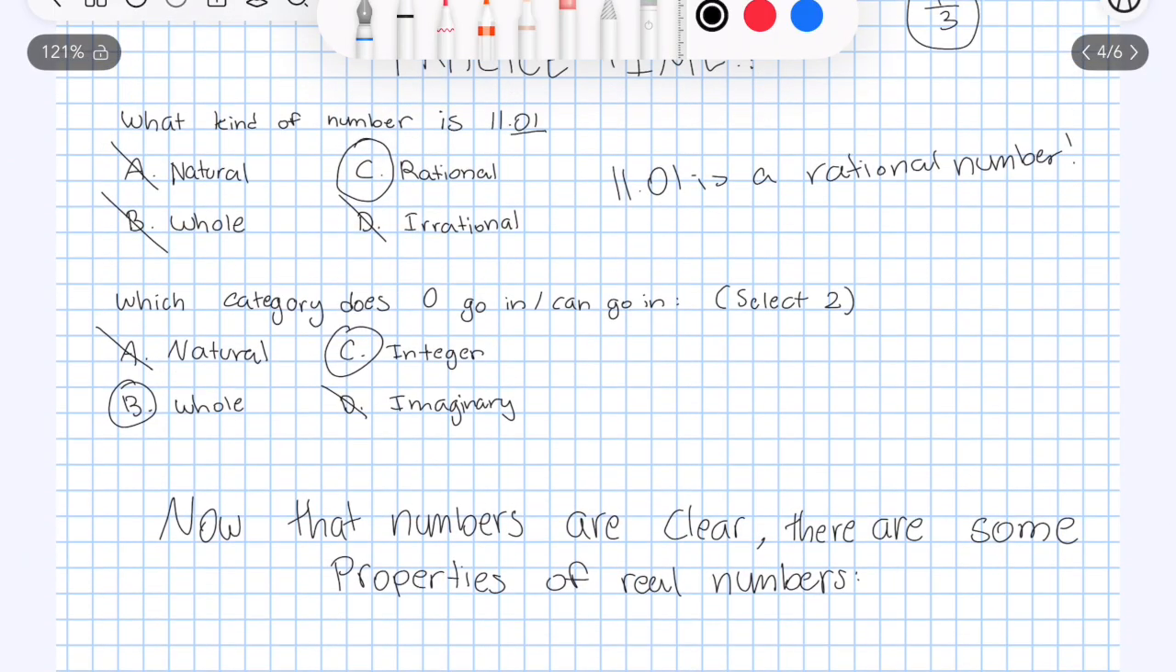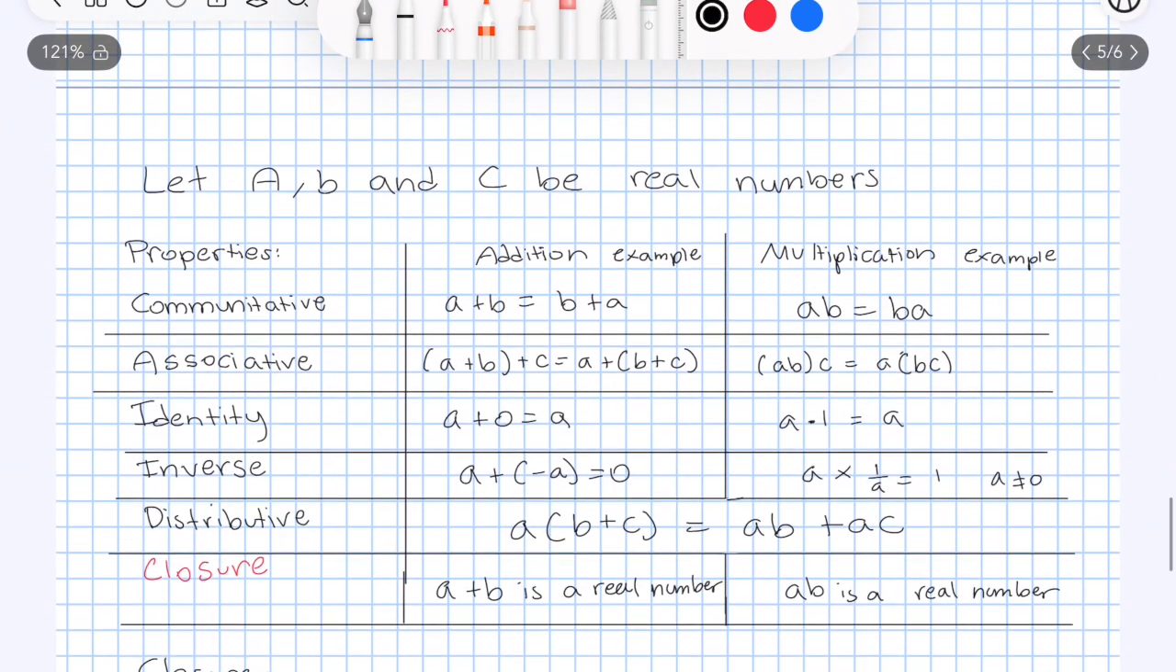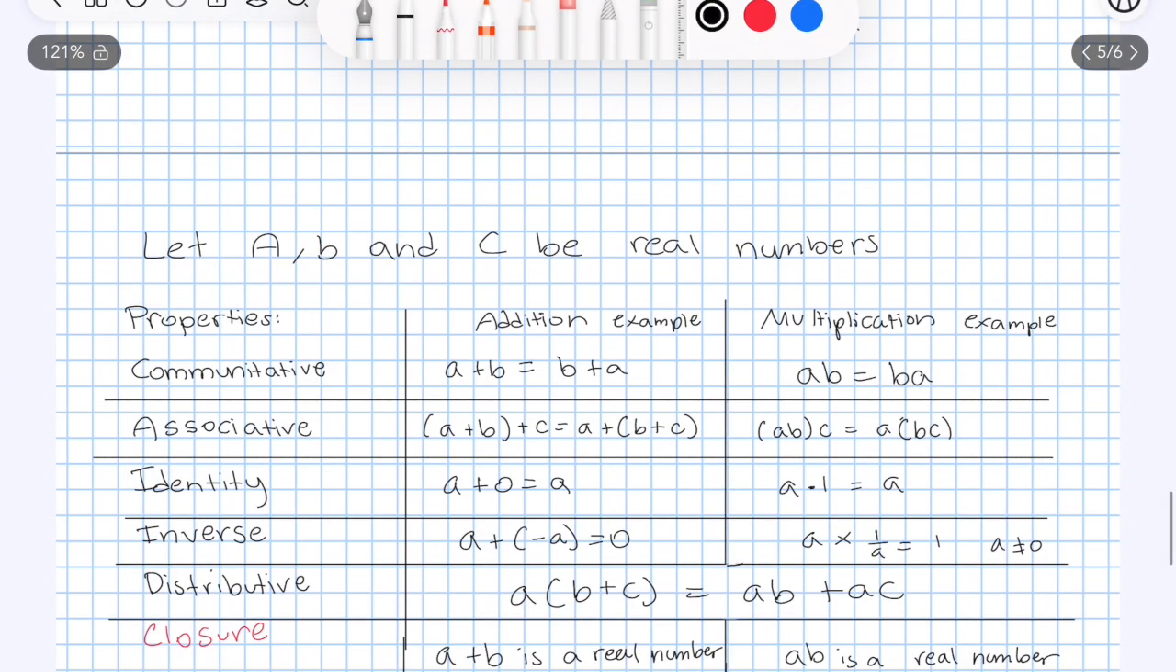Great. Now that the numbers are clear, there are some properties of real numbers that are necessary for every student to know. And here they are. So, for example, let a, b, and c be real numbers. The first property is commutative. An example of this in addition is a plus b equals b plus a. The commutative property is basically about the order of the terms or numbers, letters, anything.